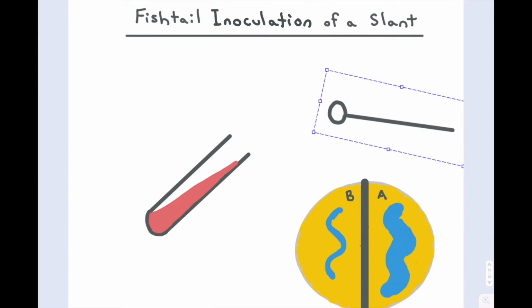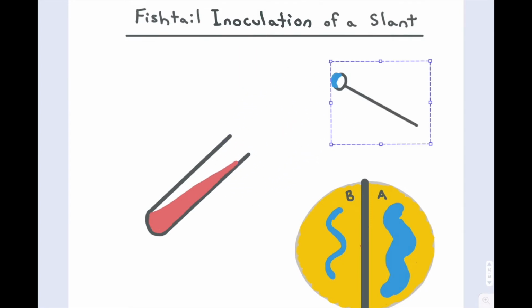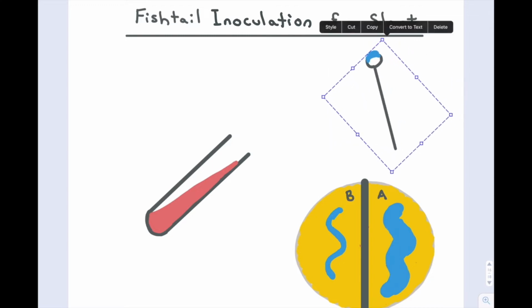Now, the first type of inoculation we want to talk about on a slant is called a fishtail inoculation of a slant. So you take the loop, and one thing you want to notice about this loop is how big the circle is at the head of the loop. So you're going to take just a little bit of the inoculant, just a tiny bit, and reach down into the agar, and you don't want to pierce the agar. Just on the surface of the agar, you're going to go in a zigzag motion like a fishtail and spread the inoculant on the agar that way.